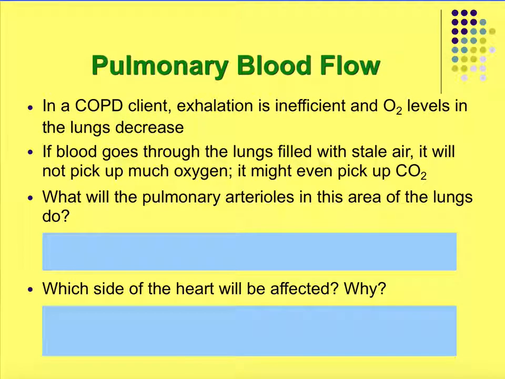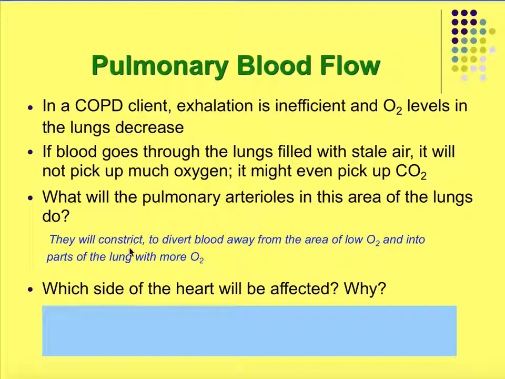Now, in a client with COPD, exhalation is inefficient and oxygen levels in the lungs start to decrease. Now, if blood goes through the lungs that are filled with stale air, which we know has low oxygen and high CO2, it won't pick up much oxygen and it might even pick up the CO2. So what will the pulmonary arterioles that feed this area of the lung do? Well, if blood is going to go to an area of the lung where it might pick up CO2 and not oxygen, we don't want blood to go there. So our pulmonary arterioles will vasoconstrict.